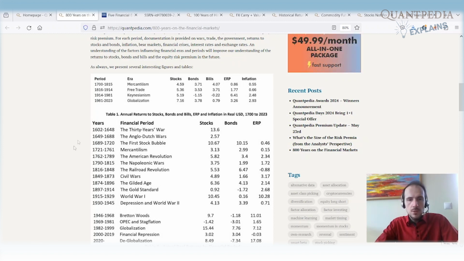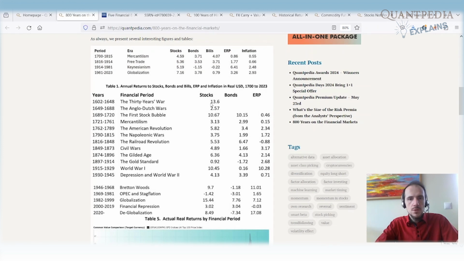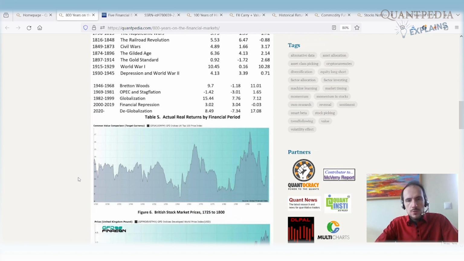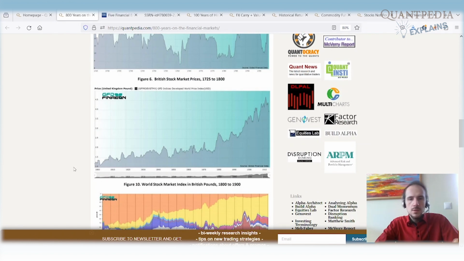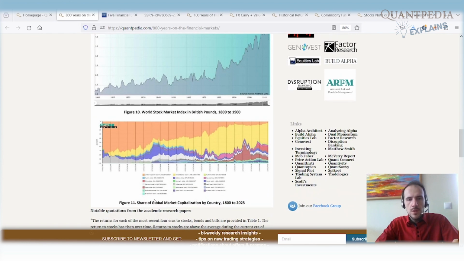Here are some tables. Here we can see what is the performance of the stocks and what is the performance of the bonds through several different eras or several different historical periods. The paper is a treasure trove of charts and tables. You can see British stock market prices, the world market stock index in the 19th century, and the share of global market capitalization by individual countries over the history. I mean, how some countries were stronger and others were weaker in the past, how that changed and how it was reflected in the performance of the equity market.